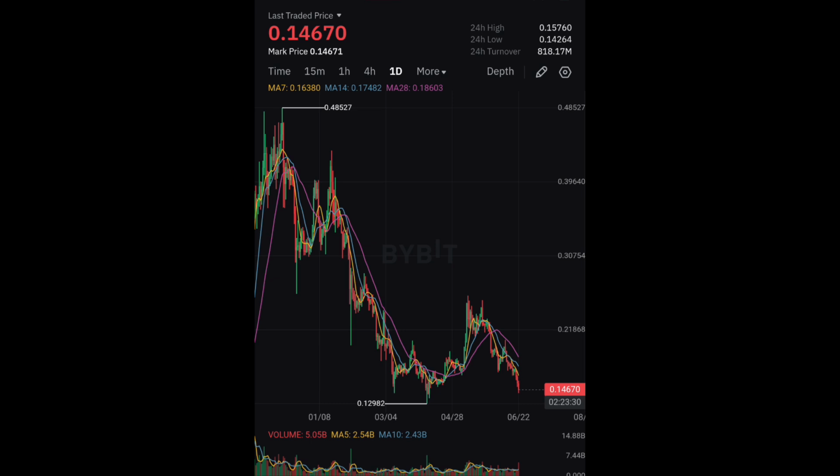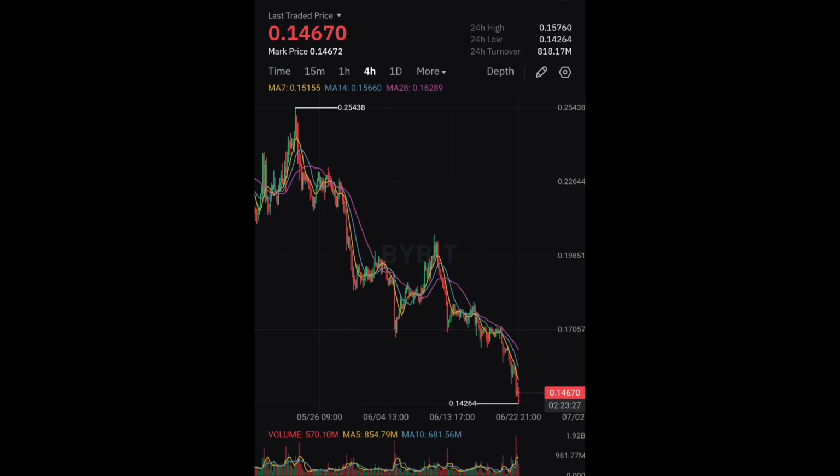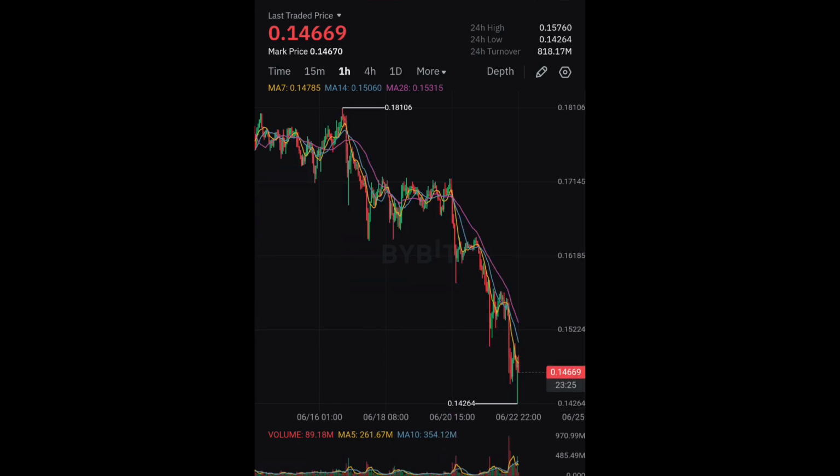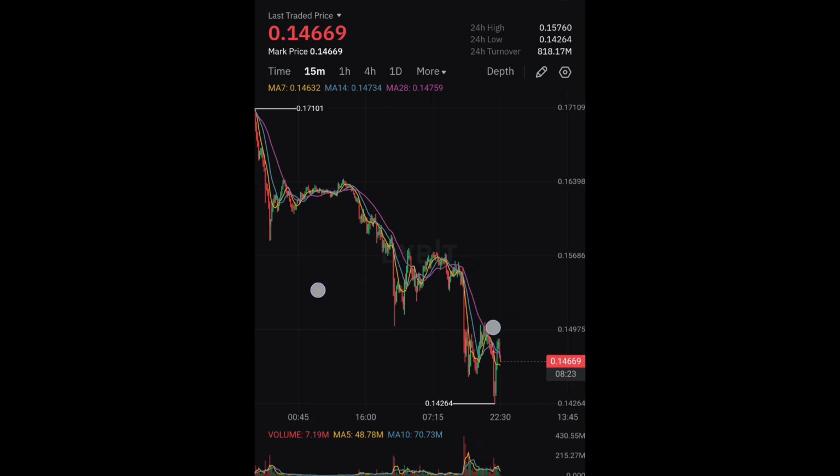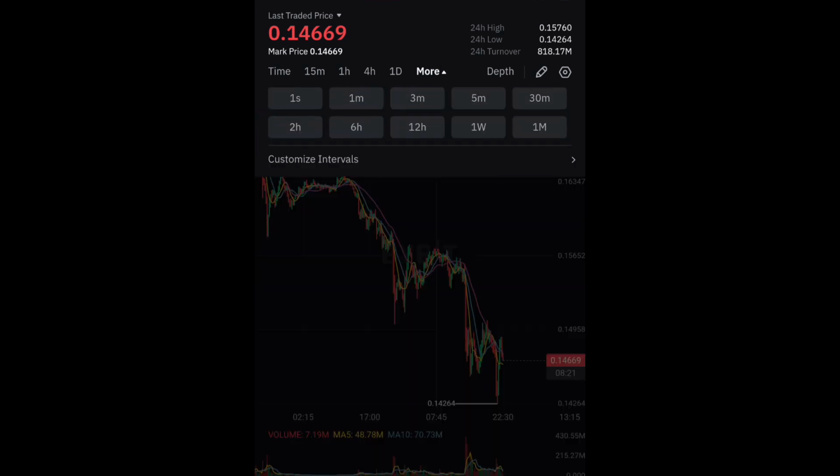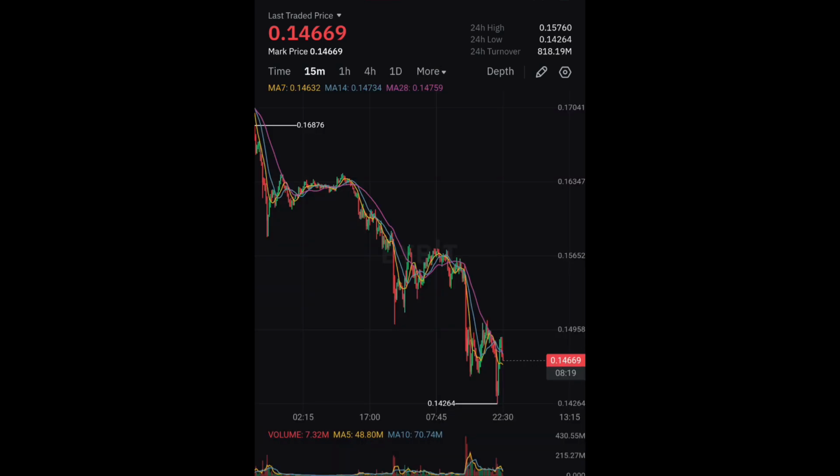Let me say 1 day. You can see the pattern actually changes. 4 hour, the pattern changes. 1 hour, the pattern changes. 15 minutes, the pattern changes. You can always choose how many minutes you want right here. So what you just have to do now is to analyze the market.